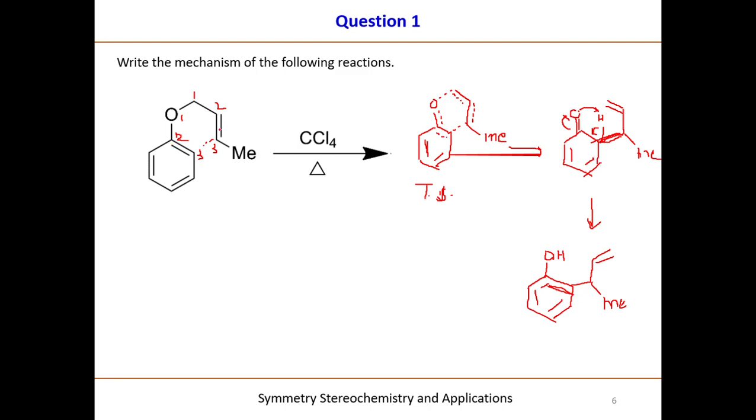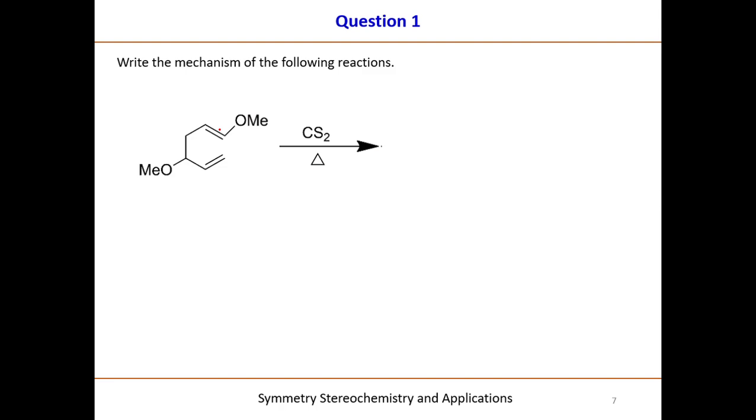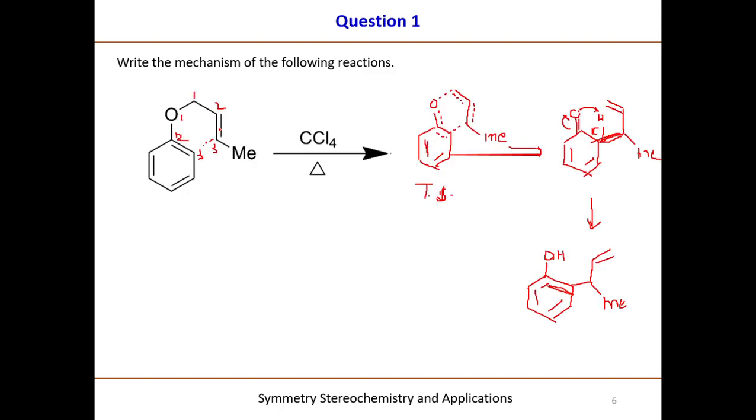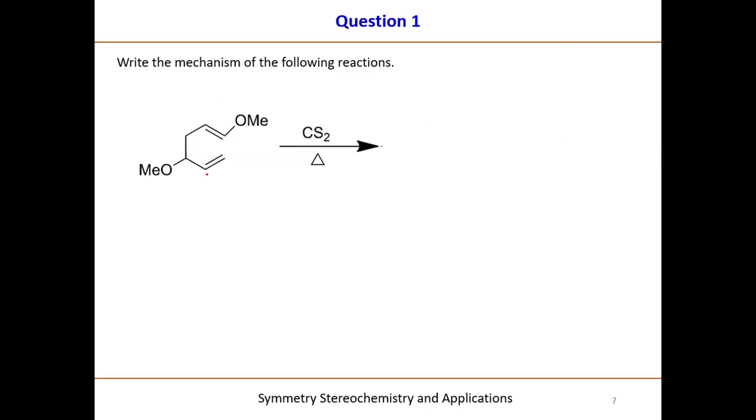The Cope rearrangement is also a 3,3 sigmatropic rearrangement, but here we don't have heteroatom involvement. In the previous case we had an oxygen atom in the 3,3 sigmatropic reaction, but here we don't have any heteroatom, only carbon-carbon bonds participate in the 3,3 sigmatropic reaction.